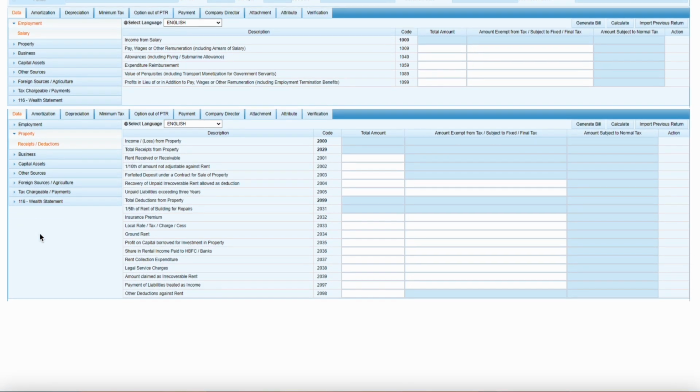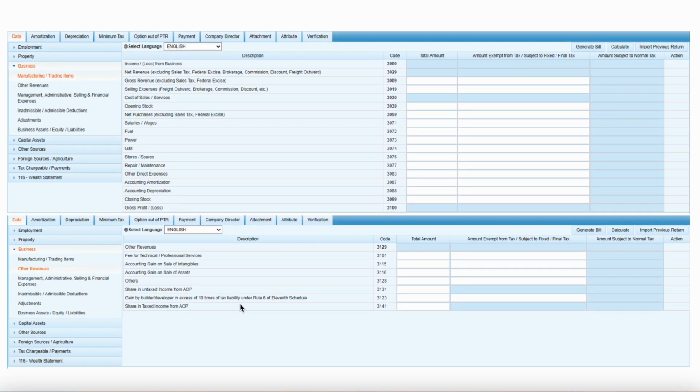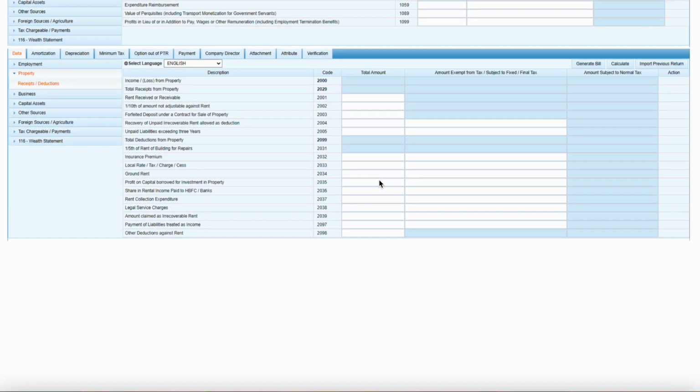And then you will go down in the business head, and not in the manufacturing or trading, but in the other revenue portion. Whatever you have earned, you will show here in the other revenue portion, and in that, in others, 3128, and you will show, for example, 3 lakhs, 5 lakhs, whatever you have earned. And here you will be able to deduct expenses from your activity of tuition, and that we will also cover in the coming videos.